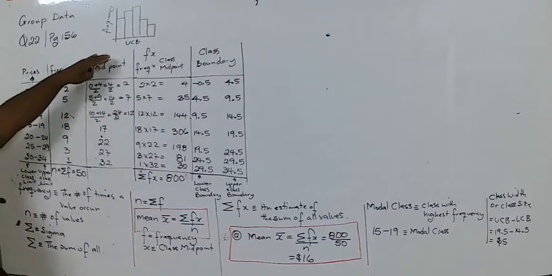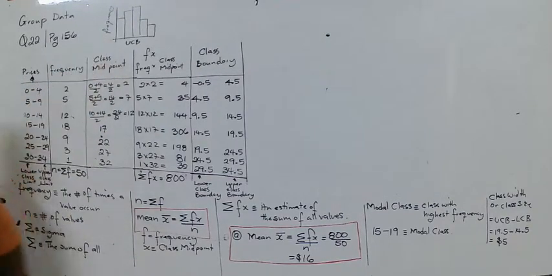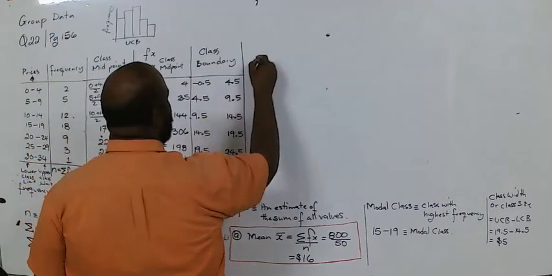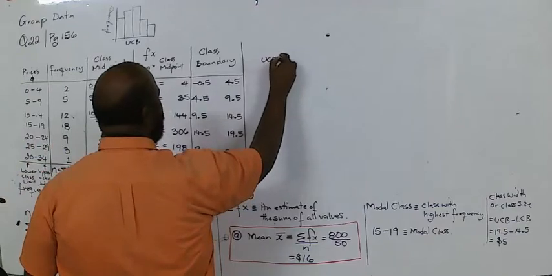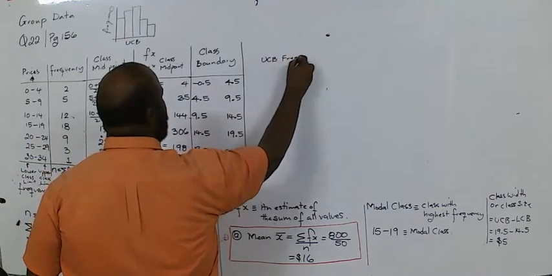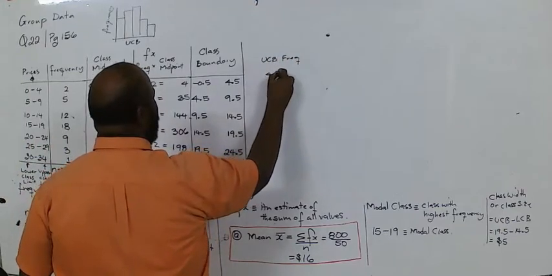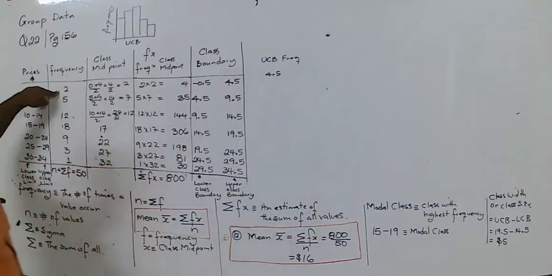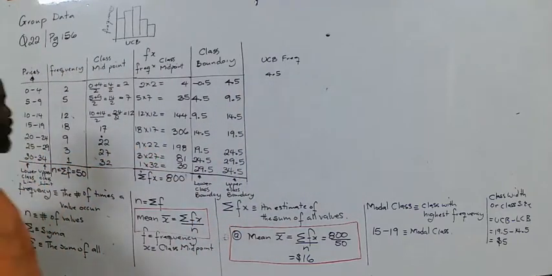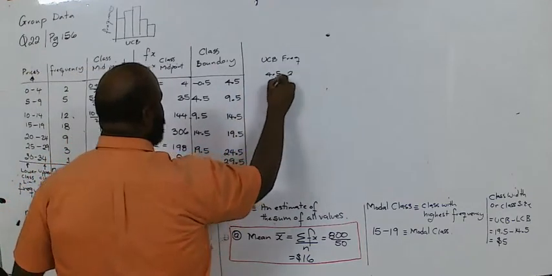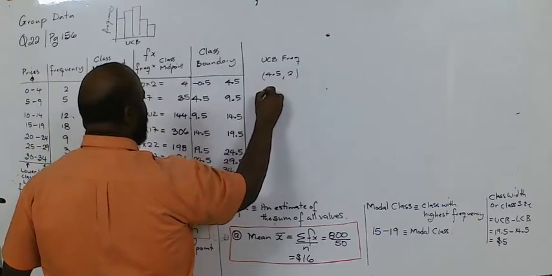So, upper class boundary and what? Frequency. Alright, so these are the values I'm using: upper class boundary, frequency. 4.5 corresponds to a frequency of what? 2. So 4.5, 2. Then what?